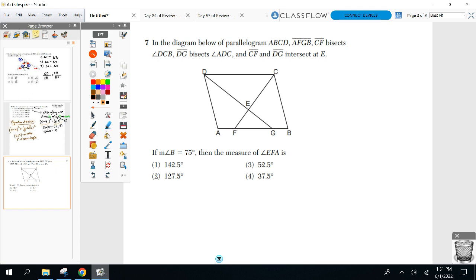All right, what do I got here? Angle B is 75. How do I get to measure EFA? This one right here. Oh, yikes. Make sure we read the directions. I have a parallelogram. CF bisects DCB, and DG bisects ADC. A lot going on there. We ready?